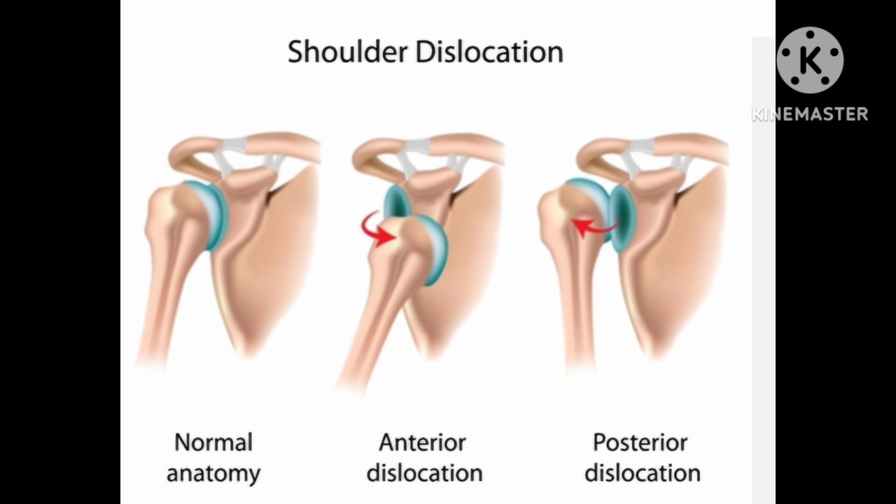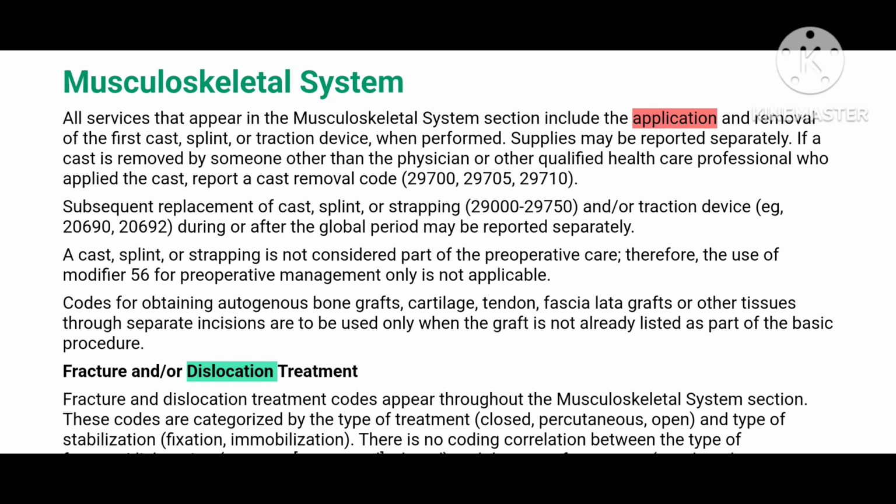So fractures and dislocations are the common problems that can happen to the musculoskeletal system due to injuries. So in our book, we mainly concentrate on treatments of fractures and dislocations. So now let us move to the guidelines that are given in our CPT book. Firstly, you can see that all services that appear in the musculoskeletal system section include the application and removal of the first cast, splint or traction device when performed.